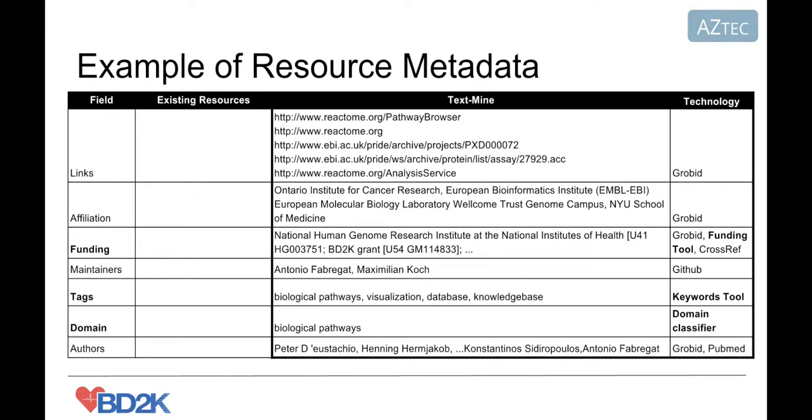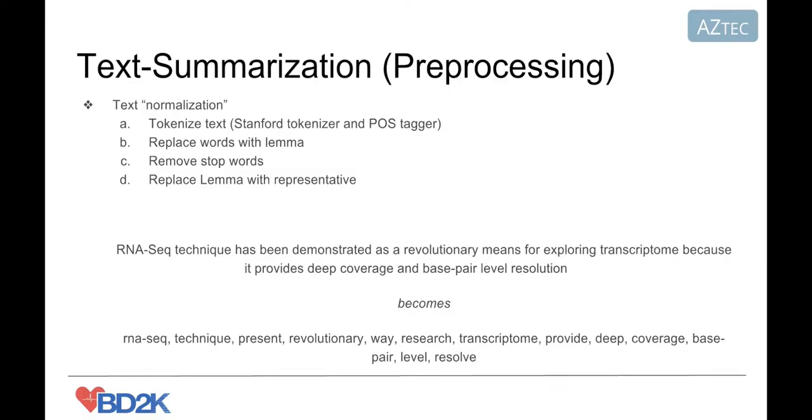And here are more of the metadata fields. Some of these customized tools, like the keywords tool, the funding extraction tool, and the domain classifier, are currently being developed and tested by some of our researchers at the computer science department at UCLA. Okay, so I'll be going over some of the details of the research that we're working on, starting with text summarization, which lets us summarize a large body of text with just a few sentences.